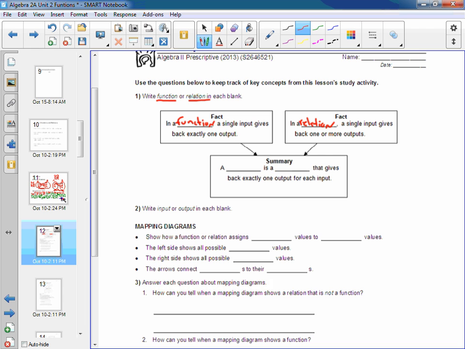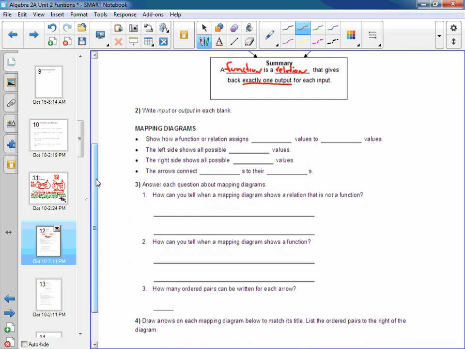Summary. A blank, I guess we put these words in. A function is a relation that gives back exactly one output for each input. Okay, then let's review. We've been doing mapping diagrams. We just went over that, right? Input or output are the words we're looking for.